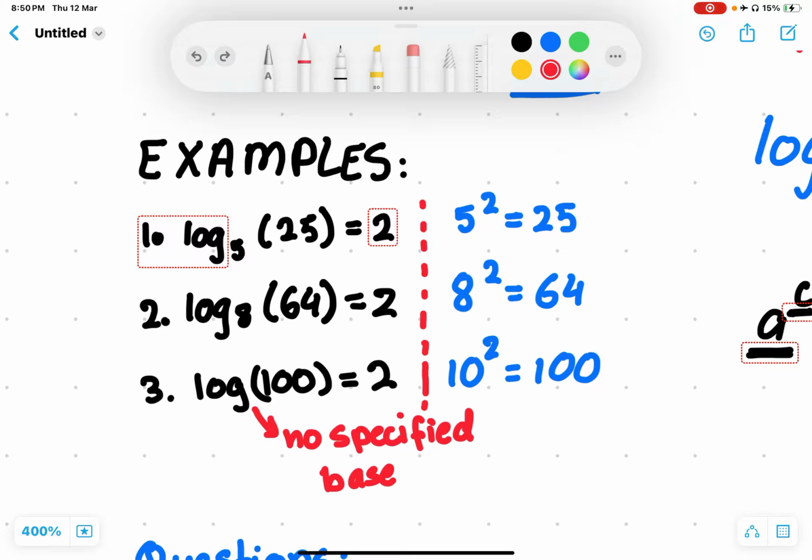So if we've got something like log base 8 of 64 is equal to 2, we know that what is the base over here? It's 8. So let's just write base over there.